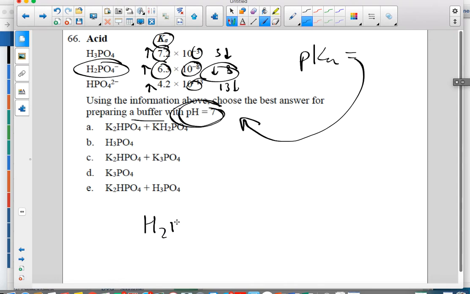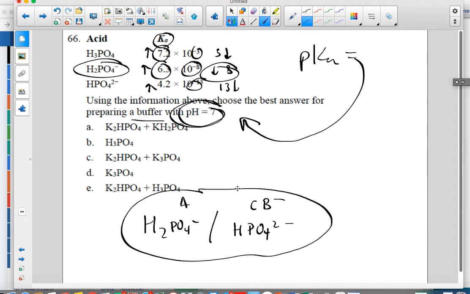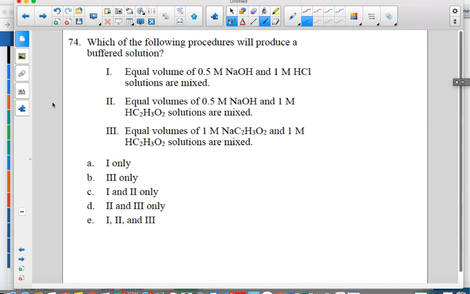So we go H2PO4 minus, and we would pair that with its conjugate. That's our acid. Conjugate base means taking H off, so HPO4 2 minus would be our conjugate base right there. So that would be the values. Where do I see that? This is kind of weird looking. Where is it here? H2PO4. Oh, it'll be here. Be this. Be A.